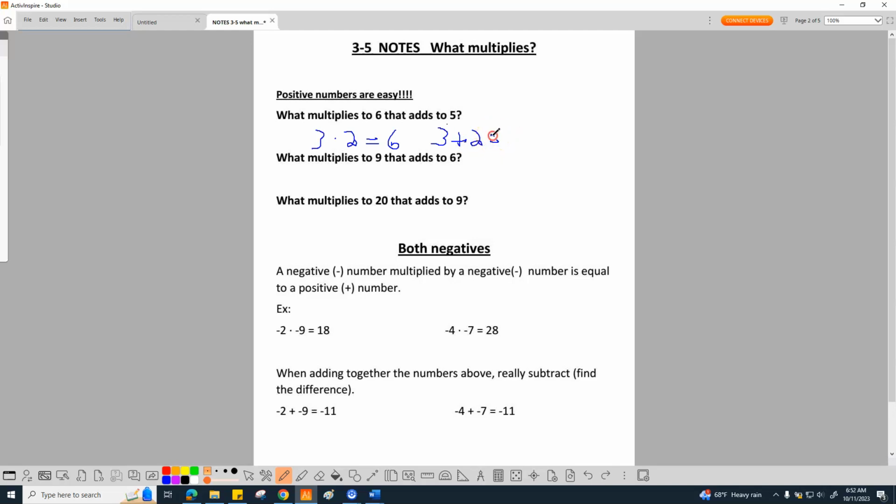So that is what we're dealing with here. Next, what multiplies to 9 that adds to 6? I know my multiplication table, so 3 times 3 is 9. And then 3 plus 3 is 6.